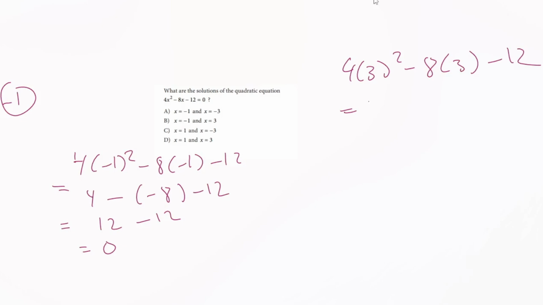4 times, that would be 36 minus 8, 24 minus 12. This is equal to 0. This is perfect, right? So my answer to this would be B. And that's all solving this question.